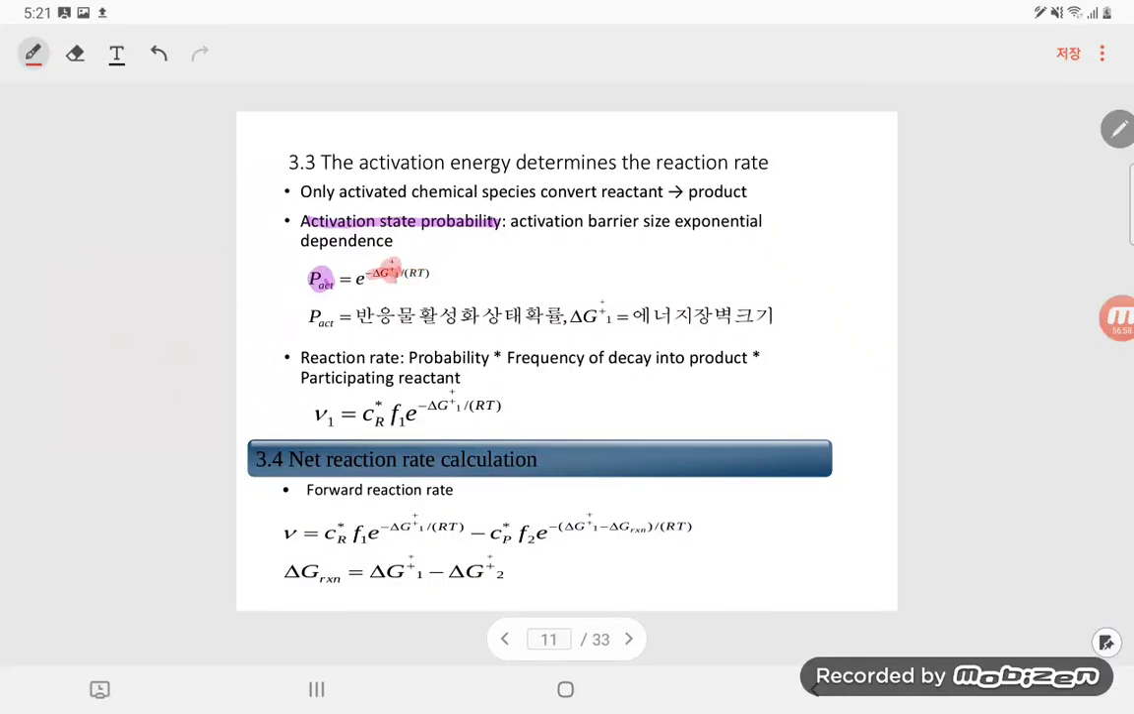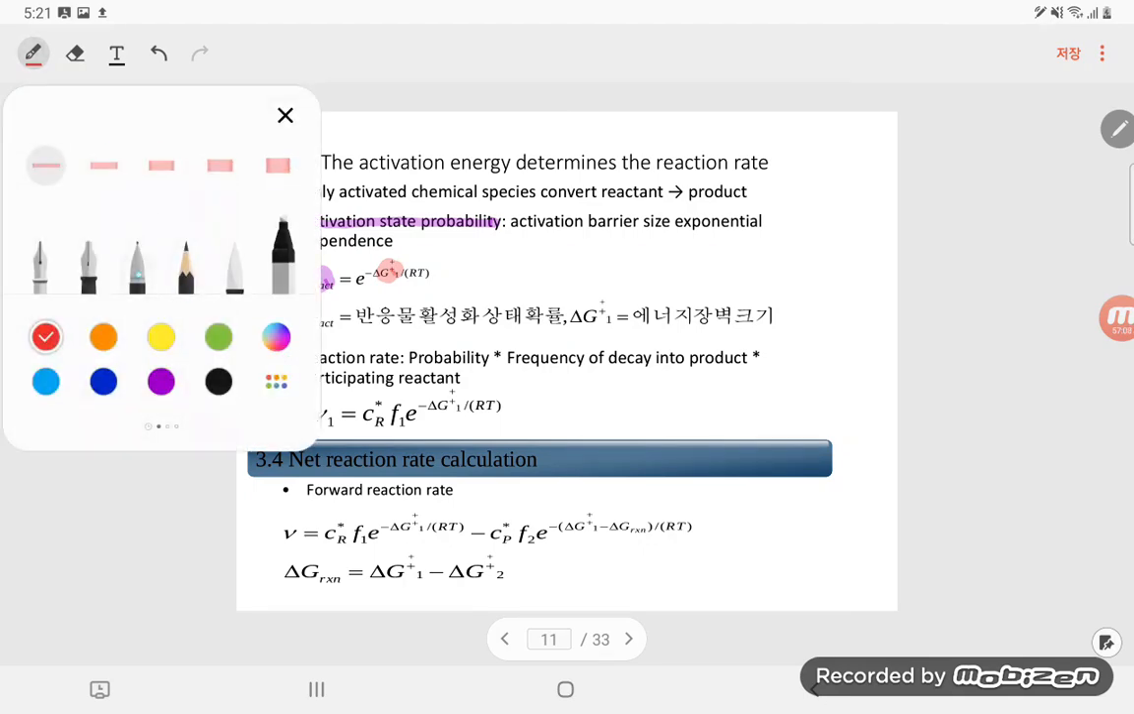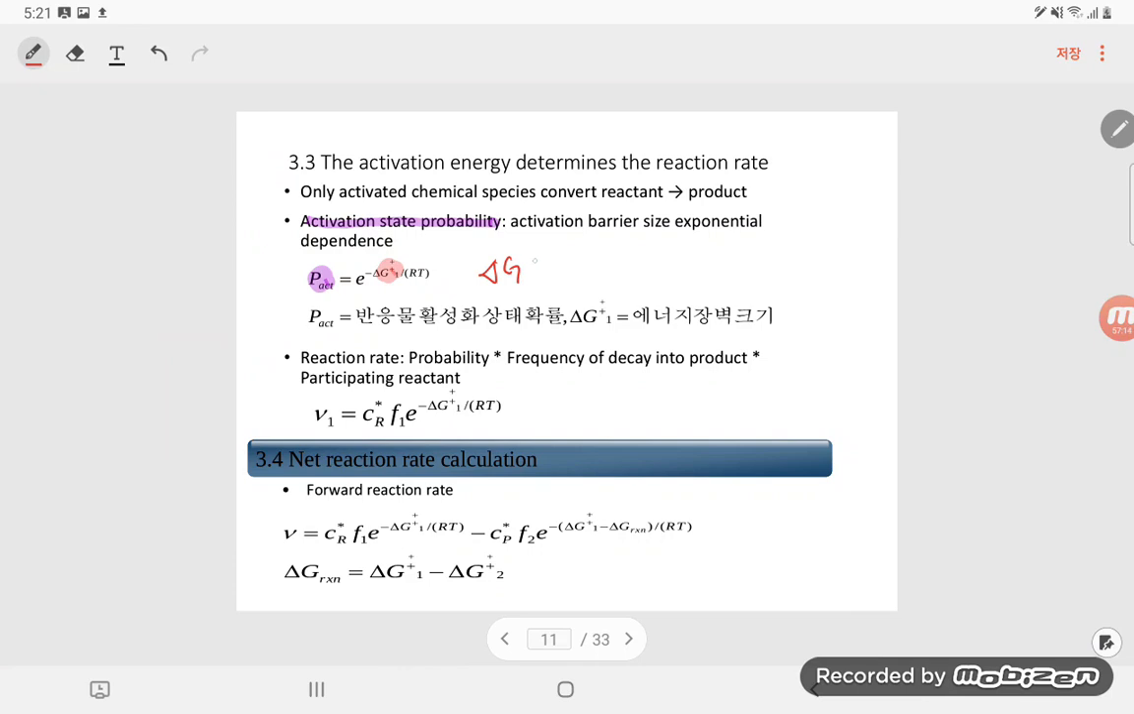This is the activation energy. So if the activation energy barrier is increased, then the probability for the activated state to convert into the product state will be decreased. And if we reduce this activation energy, then the possibility will be increased. Okay.